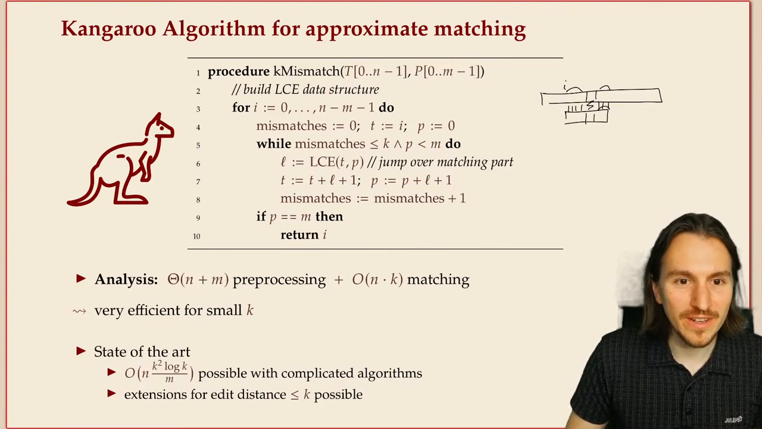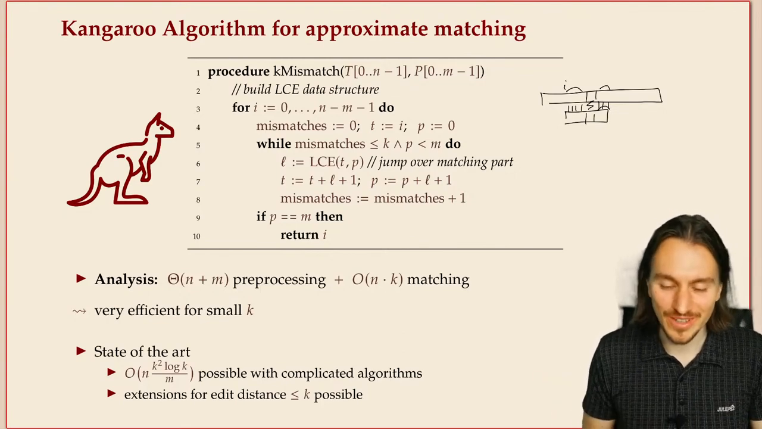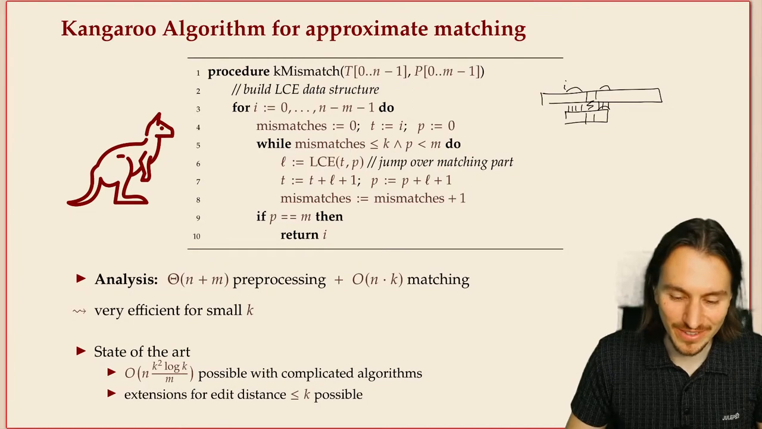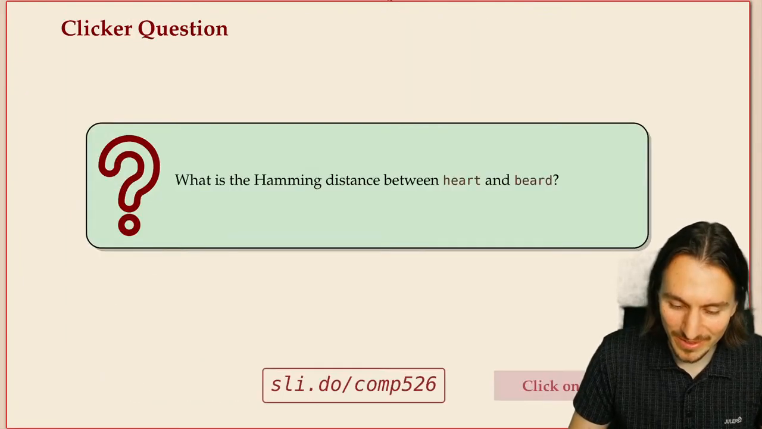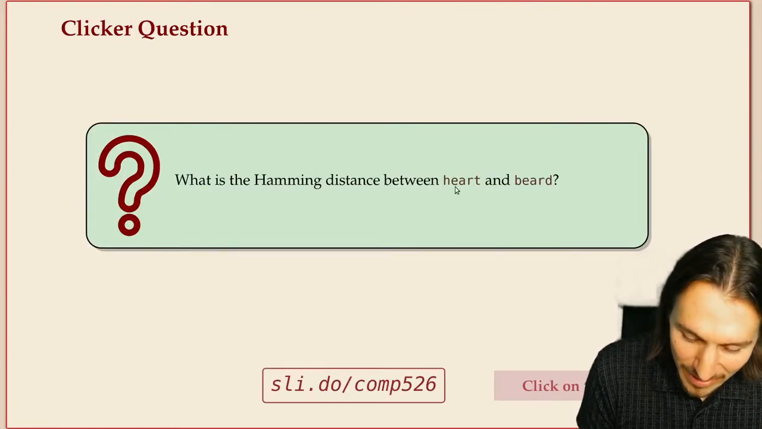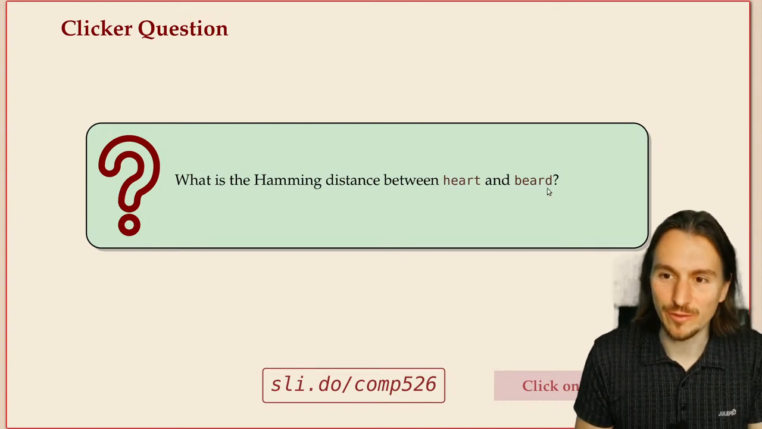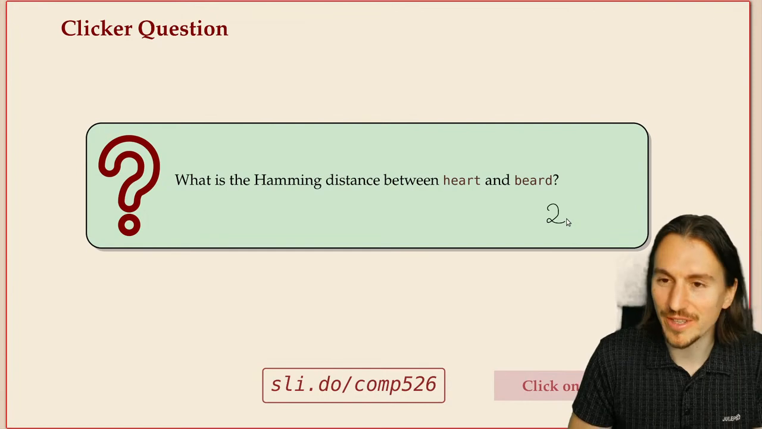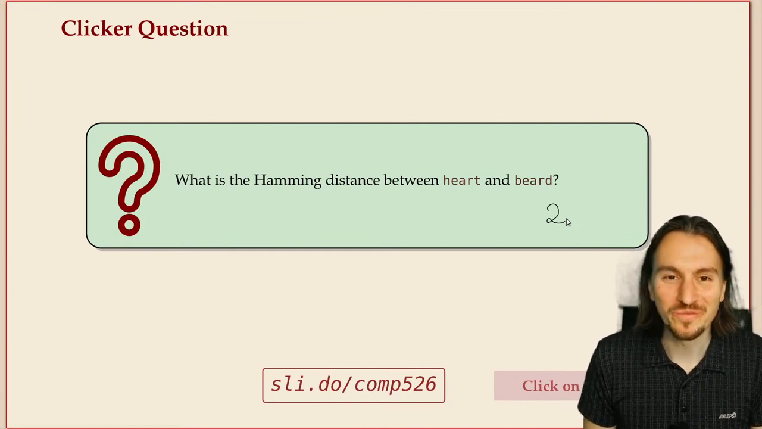So much for that. The answer for heart and beard is two, because they agree in the middle part, the ear, but then H and B, and T and D are different. So two is the right answer, just for the record.